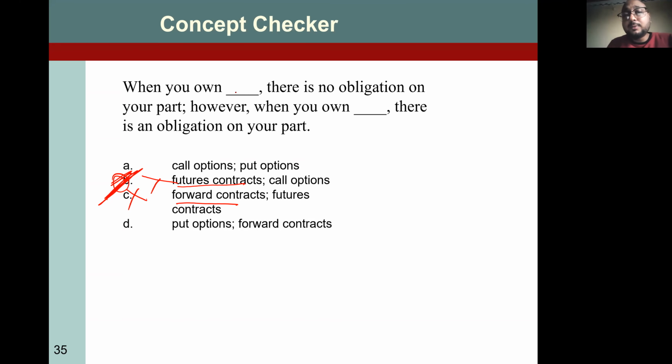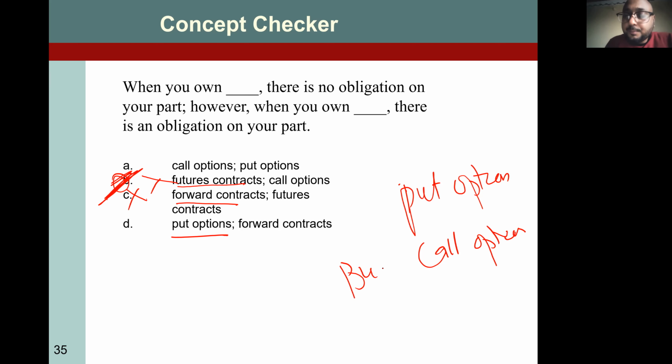D, when you own put option. So remember, whenever you read put option and call option, automatically assume that this means buy put, buy call. Otherwise, the question will mention that it will be sell put or sell call. All right. So this means buy put option.